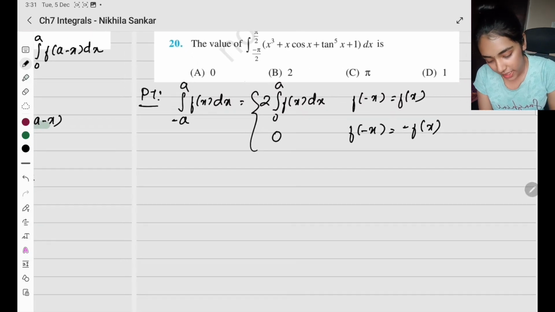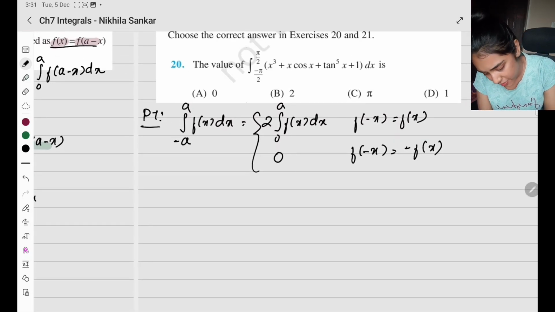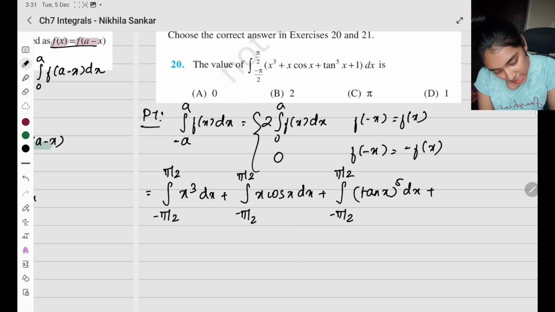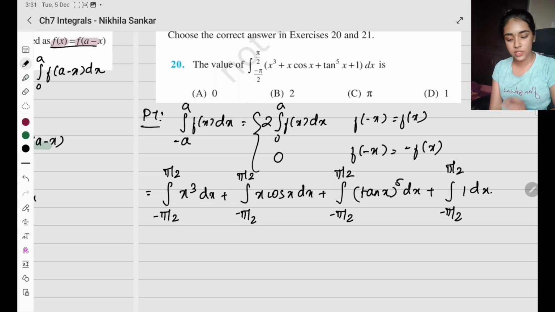Okay, now what functions do we have? So I have basically the integral, I'm going to split it like this. Integral of minus pi by 2 to pi by 2 of x cube dx plus integral minus pi by 2 to pi by 2 x cos x dx plus integral minus pi by 2 tan x the whole power 5 dx plus integral minus pi by 2 1 times dx. Okay, so this is my integral.